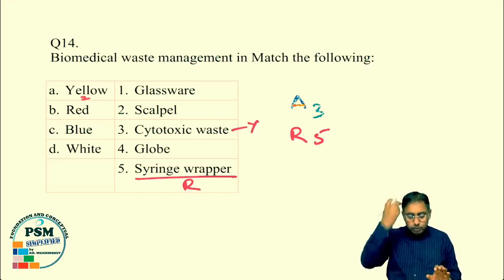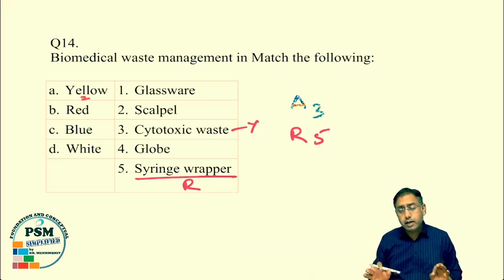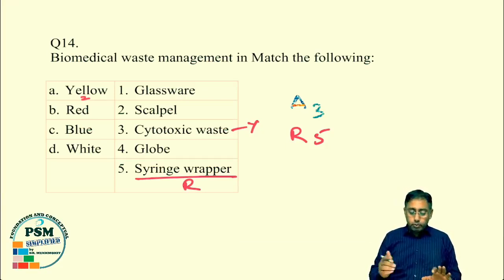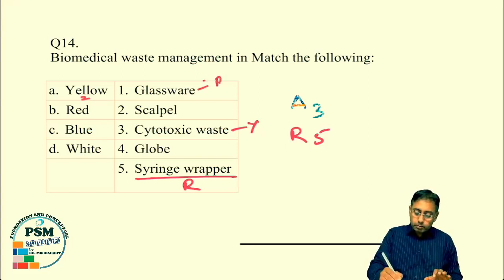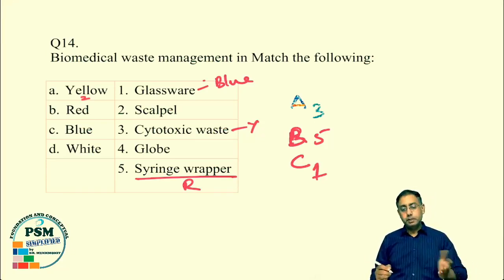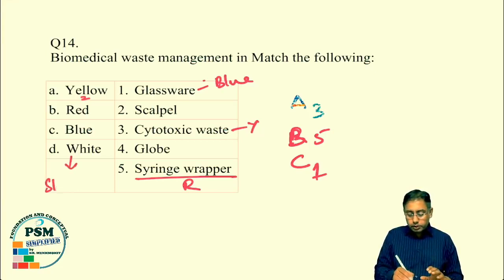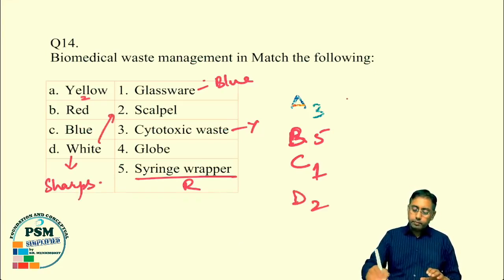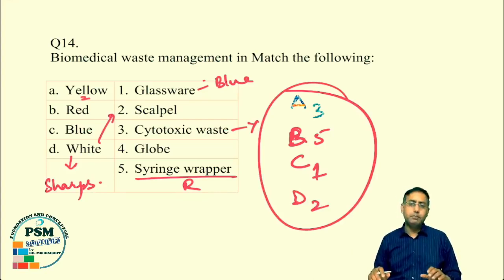Blue thing. Blue is what? Blue is for glass, so all glass plus metallic implants. Implants are discarded in the blue category. So this one goes to the blue. So we have C1, B5, A3, and the white category is sharps. So white will go for all the sharps plus all the metals. So D is with the 2. So it's a direct question, biomedical waste, match the following.